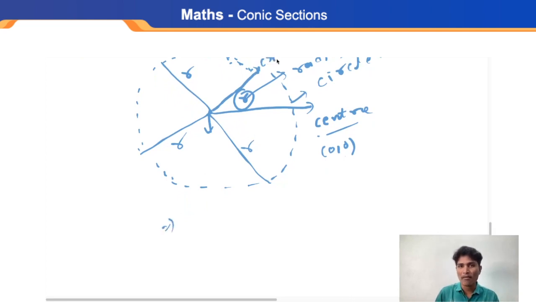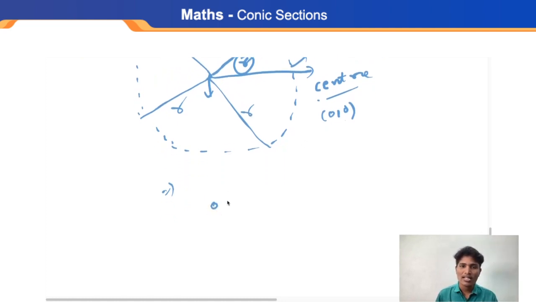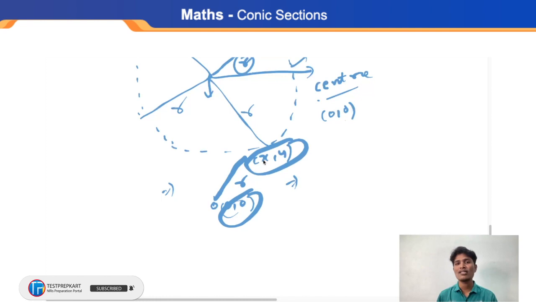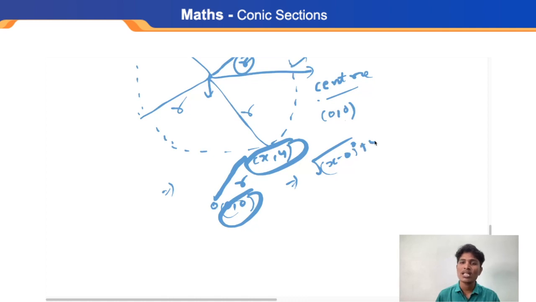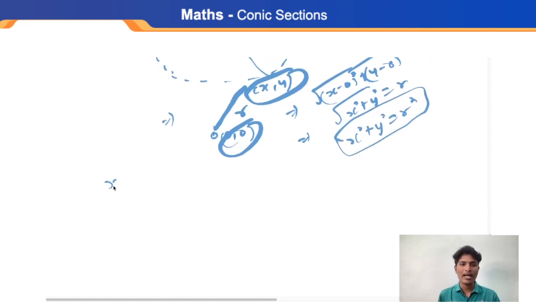Suppose the moving point is x comma y. The origin O is 0, 0, and the point here is x comma y. If I join these two points, this distance is r. We already know the distance formula. The distance is root of x minus 0 whole square plus y minus 0 whole square is equal to r. When I square, I will get x square plus y square is equal to r square, which is known as the equation of the circle.